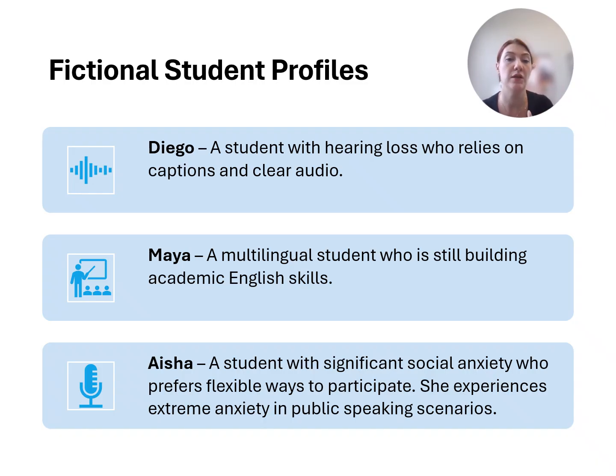And so these particular scenarios or situations that I'm about to describe are representative of many of the students that are registered with our Office of Accessibility. So our first student is Diego, who is a student with some hearing loss, who relies on captions and clear audio. Our second student is Maya. She's a multilingual student who is still building her academic English skills. And then our third student is Aisha, and she has significant social anxiety and really prefers flexible ways of participating in class. Additionally, she experiences extreme anxiety, especially related to public speaking scenarios.